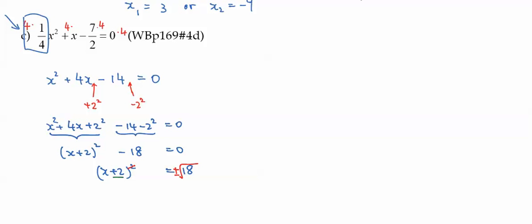And then as you bring the plus 2 to the other side, it would then be a minus 2. That plus 2 is now gone. So the two answers in this case would be the square root of 18 minus 2, and the second answer will be the negative square root of 18 minus 2.